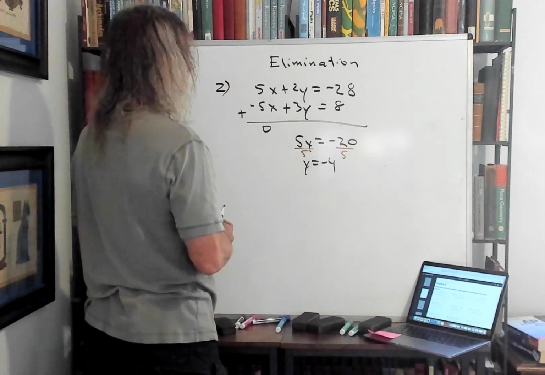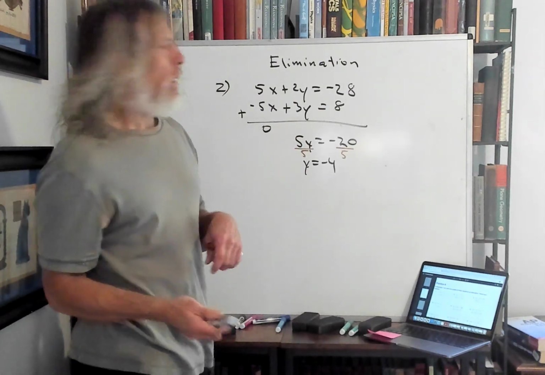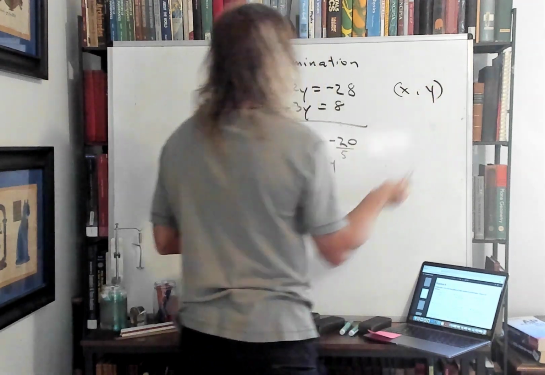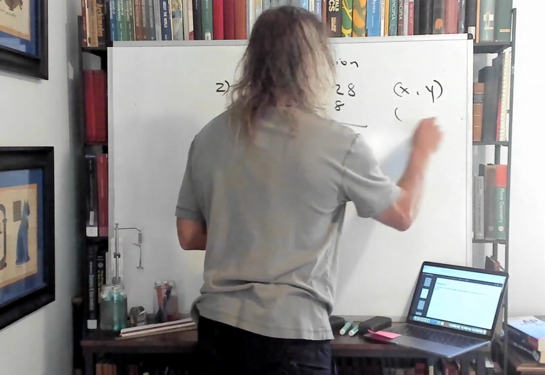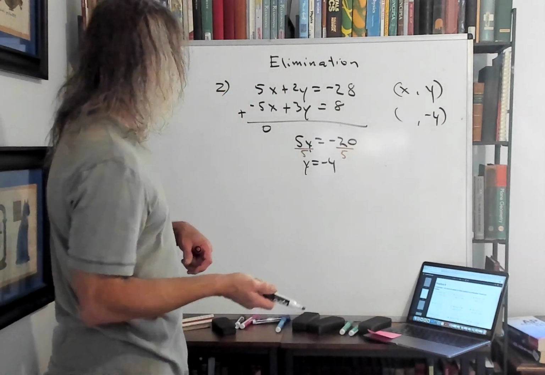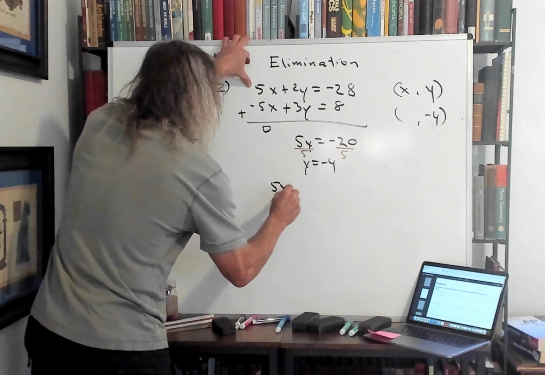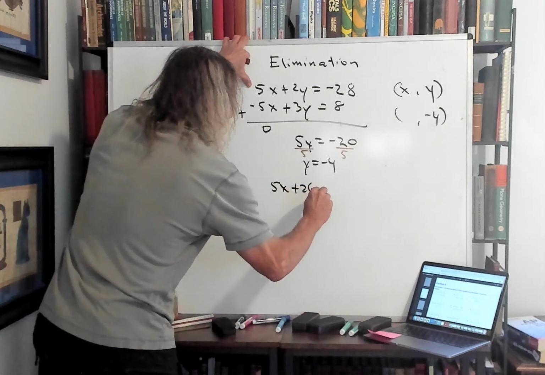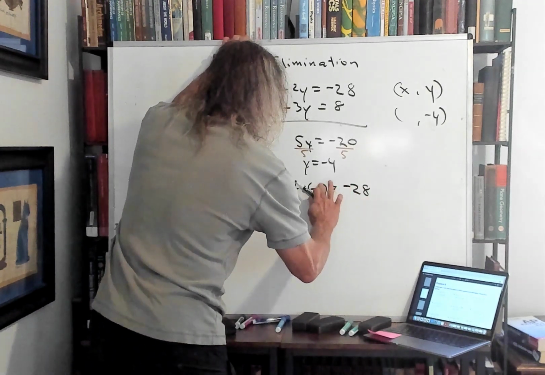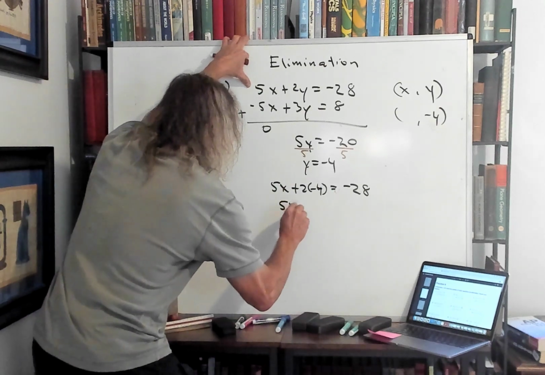Then we plug this into one of our equations and get the other one. We got the y. Remember, we need an x and a y. We got the y, now we need to get the x. So I'll pick this equation, and we have 5x plus 2 times negative 4 is negative 28. 2 times negative 4 is negative 8.